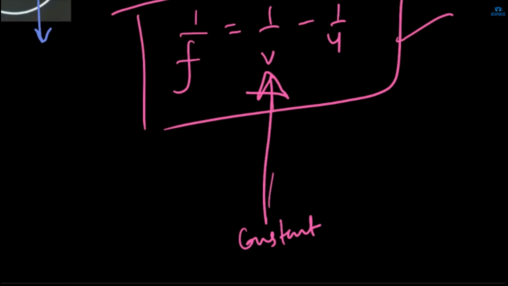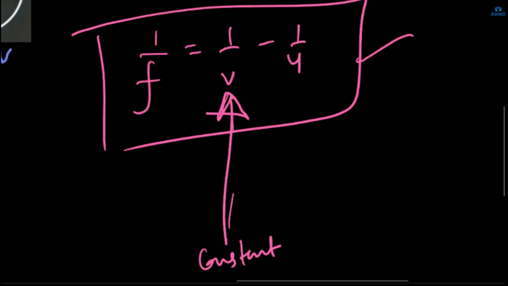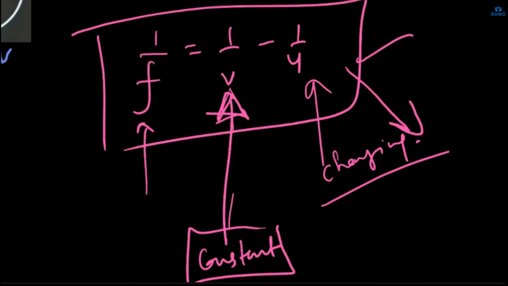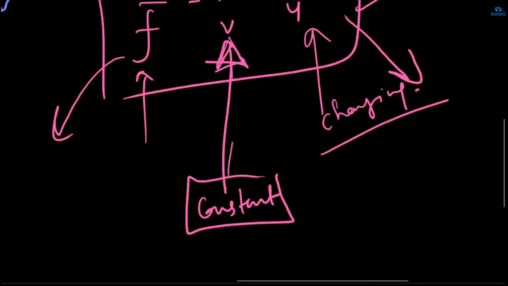Now tell me, v will be constant and your u is changing, because you are seeing sometimes a far away object and sometimes a nearby object. Will your f be always constant? Can it be possible that your v is constant, your u is changing, and your f will be constant?